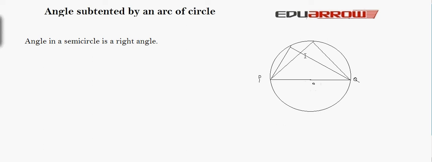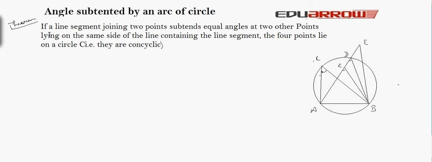Here you can see PQ is a semicircle with center O. So here both the angles in the semicircle are of 90 degrees. So we can say angle in a semicircle is a right angle.